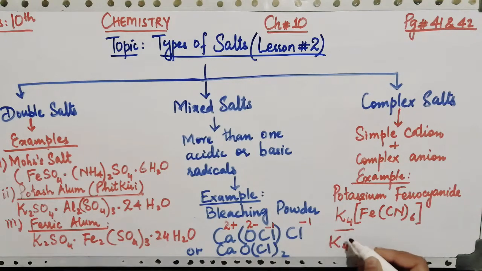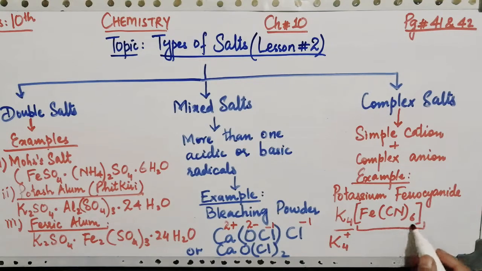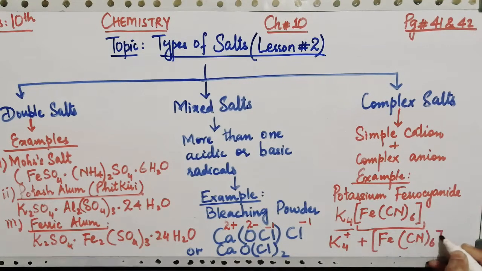Now potassium ferrocyanide gives on ionization a simple cation which is K+. So K is a simple cation, while the remaining part of this formula, that is Fe(CN)6, is actually the complex anion. And when we write this anion, we write it in this way: [Fe(CN)6] and also mention here -4. What is the reason why I am mentioning here -4?